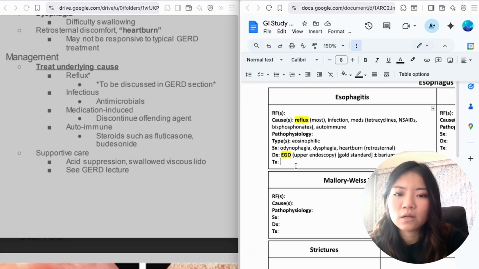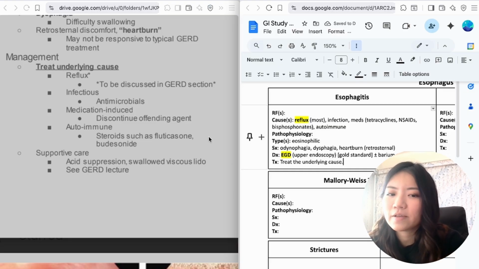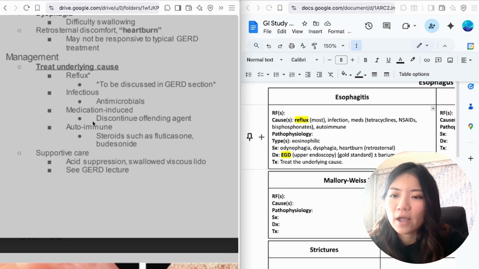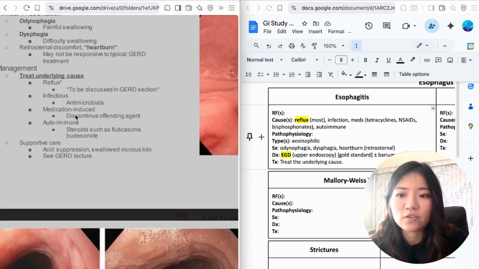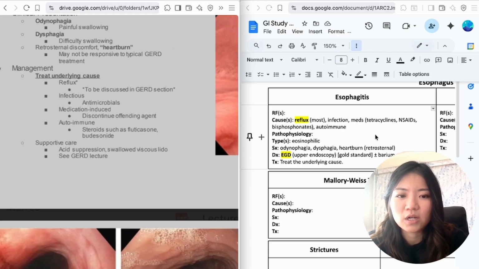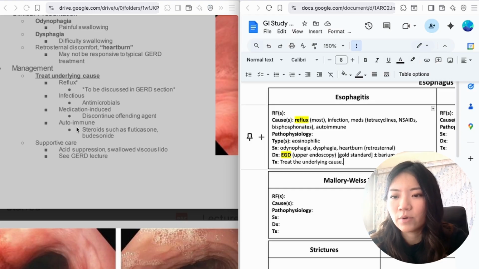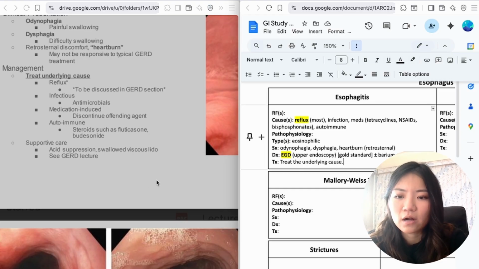And then treatment, treat the underlying cause. I would honestly leave it at that. I know you can write down infectious, if it's bacterial, treat it with antibiotics. If it's medication, you stop the medication. Just use your best judgment. I don't think that's something you have to keep studying over and over and put in your study guide and list it out like this. If you think it'll help, by all means, include it. I'm just going to not, because I know if any of these came up, I would know what the thing to do was. And then supportive care, that's fine.